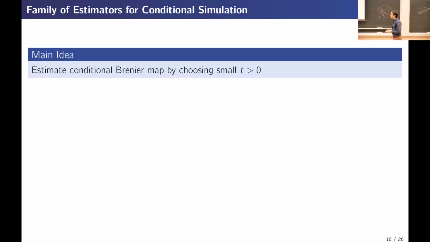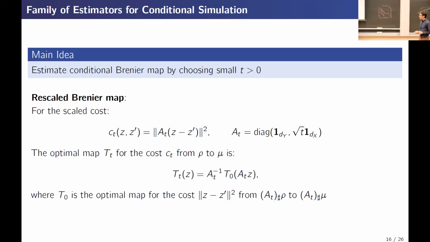And so what we can do then is if we choose a particular t small enough, then we can use this to build some estimator for this conditional Brenier map. And we can even say something by a very simple argument that this map is also just related to a standard OT map. So these are maps for each of these maps, T_t is a map that's optimal with respect to this rescaled cost, this Euclidean cost with this scaling matrix A that adds a scaling on the second block of variables.